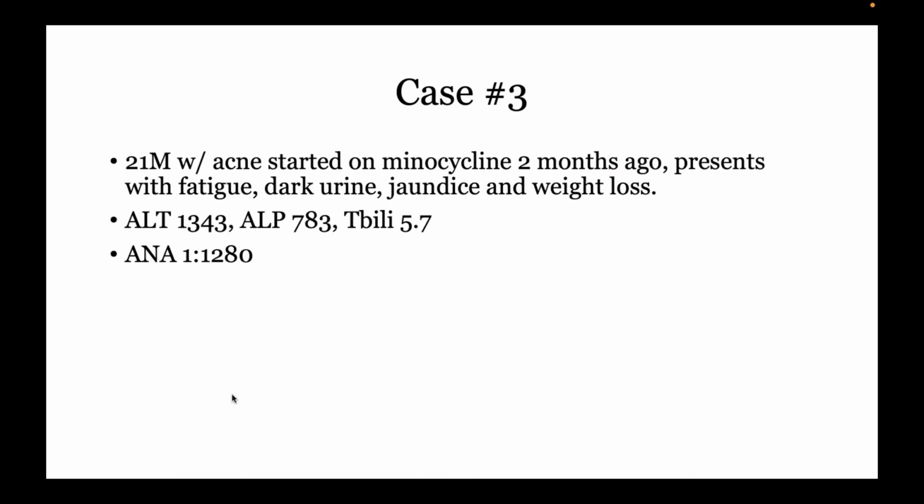A 21-year-old male with acne was started recently on minocycline 2 months ago. Now presents with fatigue, dark urine, jaundice, and weight loss. His ALT was 1300, ALK Phos is 780, and T-bili is 5.7. You do the chronic liver disease workup, the usual stuff that we send, and then you find that the ANA is 1 to 1200.